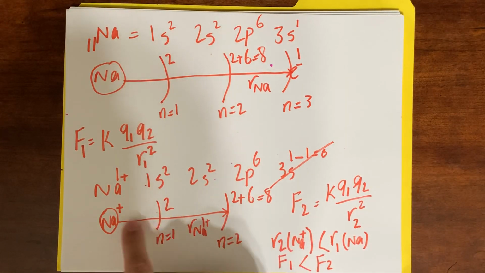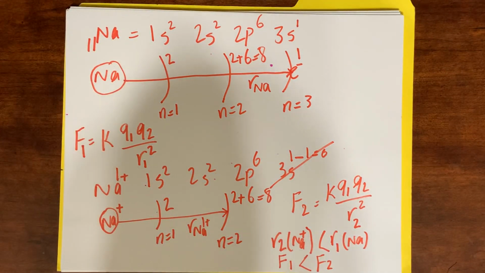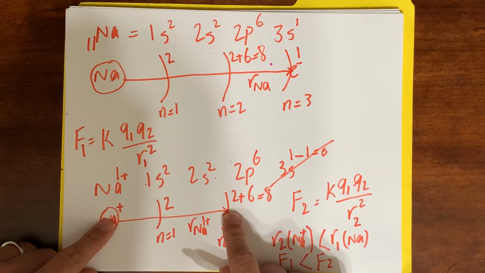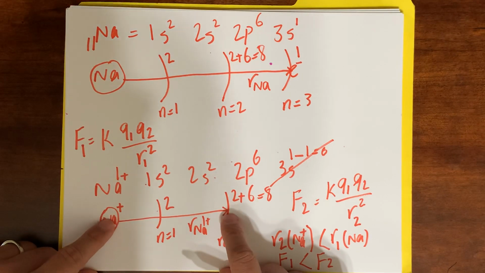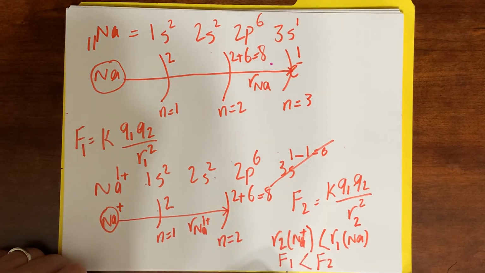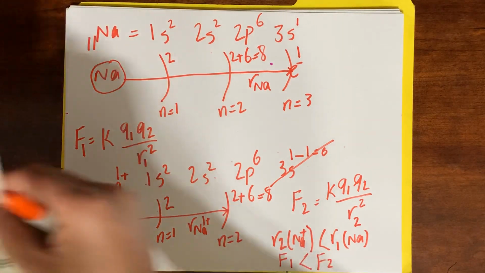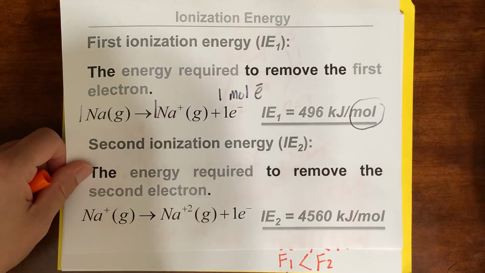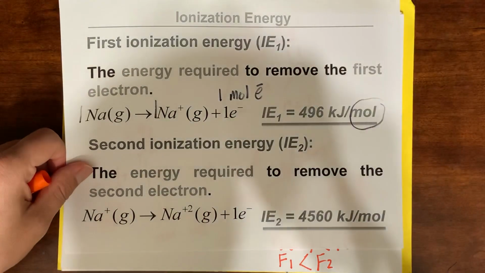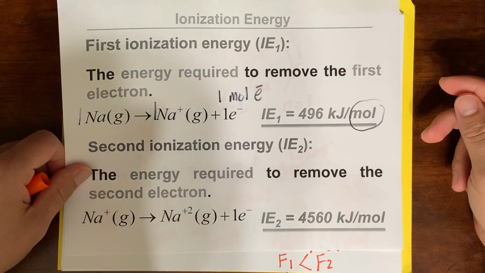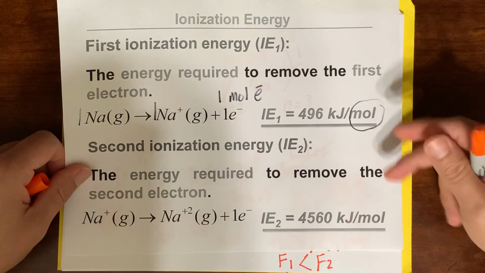But here, the distance is less. This electron is under control of the nucleus with extra positive charge. So we have to fight with the nucleus to take the last electron. And that's the reason we are spending more energy. More energy. Okay. So yes, we are spending more energy. But why is there such a gap? Why is it almost 10 times?